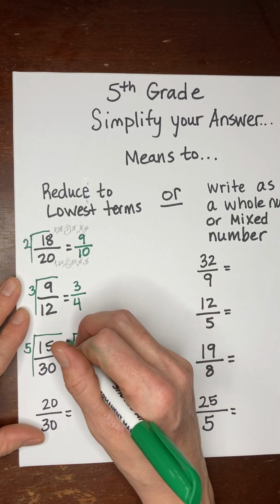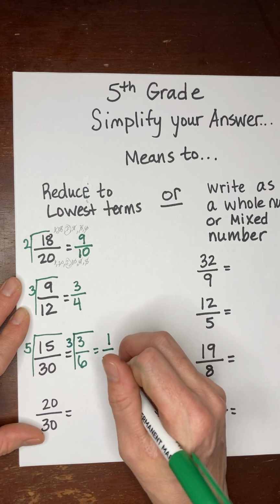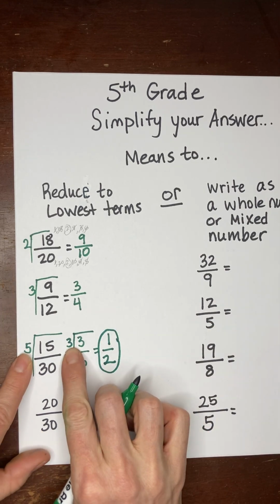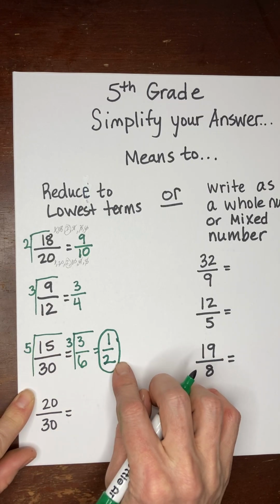So let's divide it by 3. 3 divided by 3 is 1. 6 divided by 3 is 2. And I get 1/2. Okay, so you can see 3 times 5 is 15. And if I had divided it by 15 the first time around, I would have got 1/2.